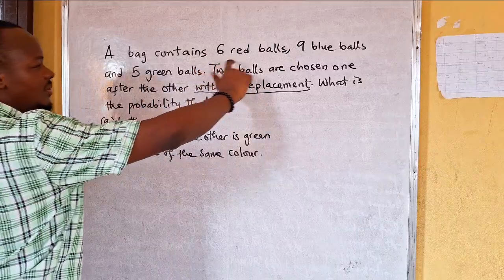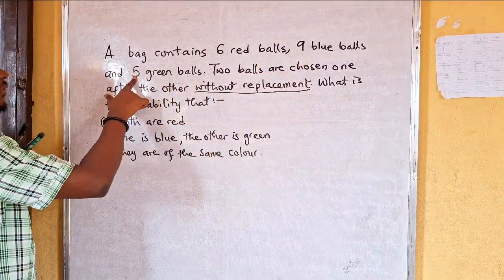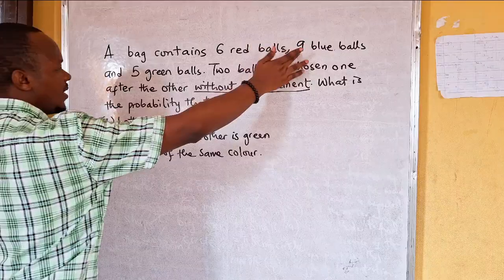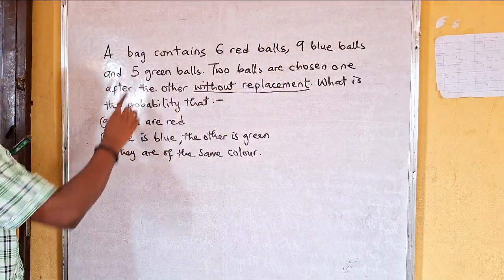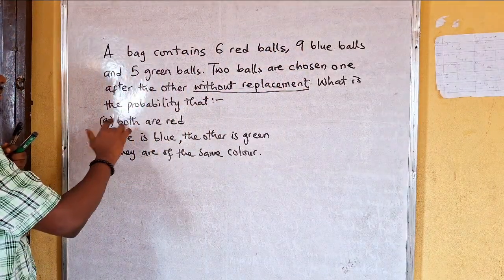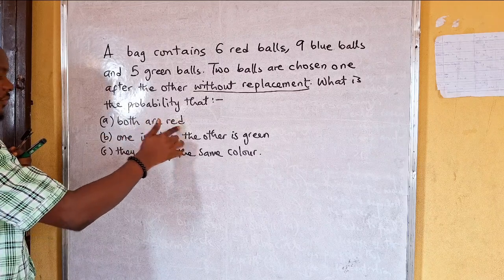We have 6 red balls, 9 blue balls, and 5 green balls. How many balls in total? 6 plus 9 is 15, plus 5, that's 20 balls. So what is the probability that both are red?